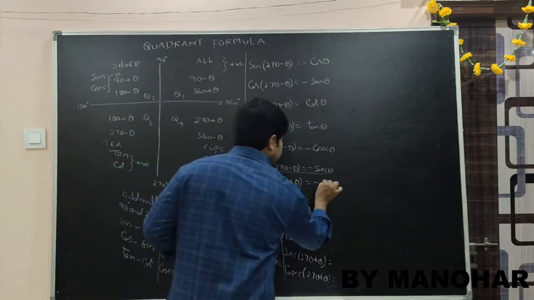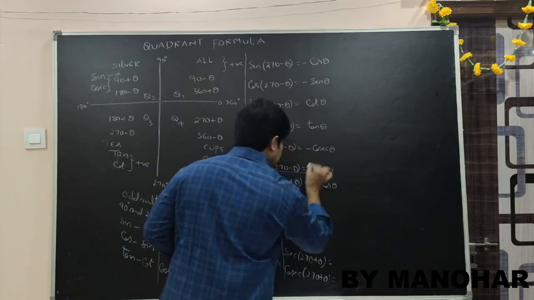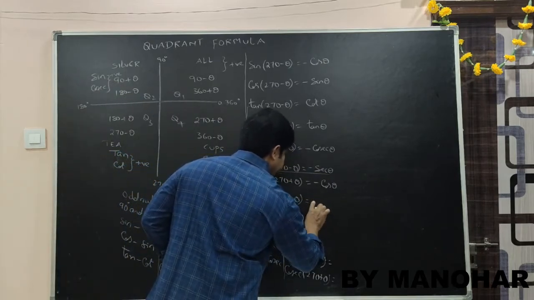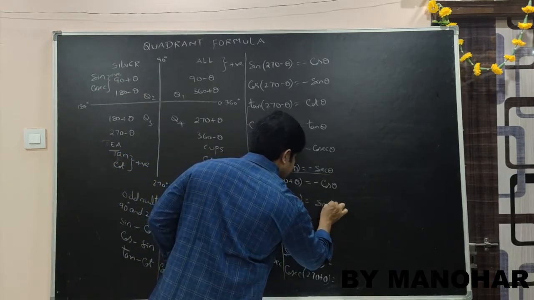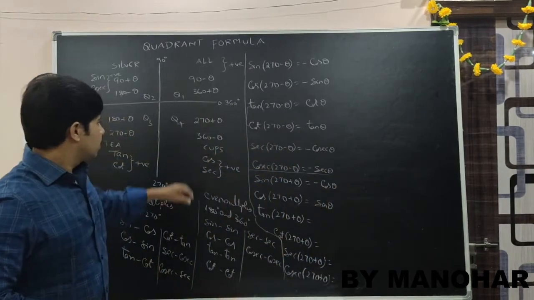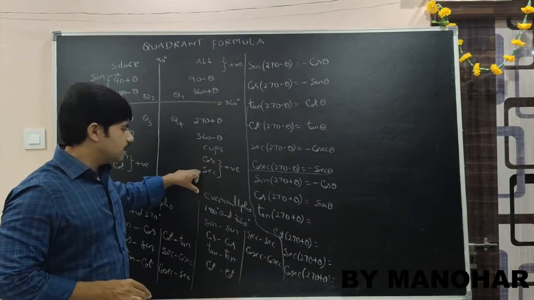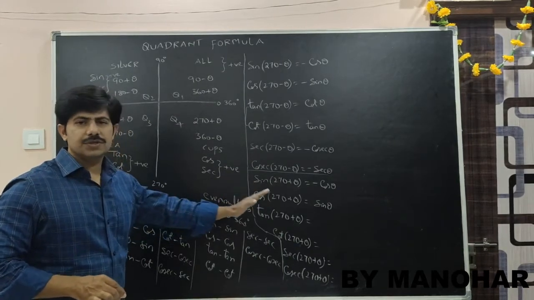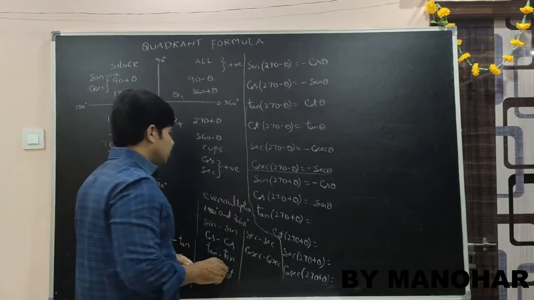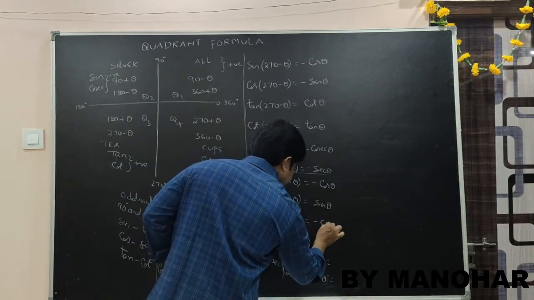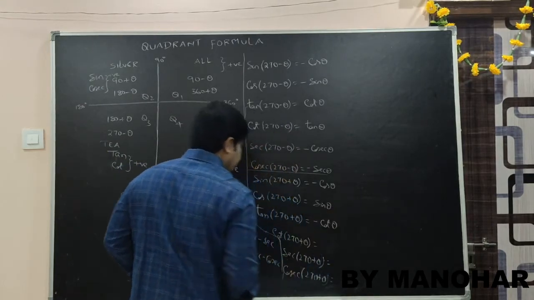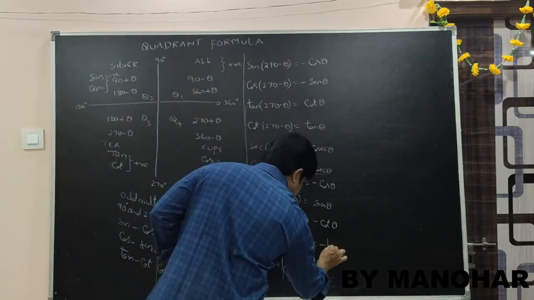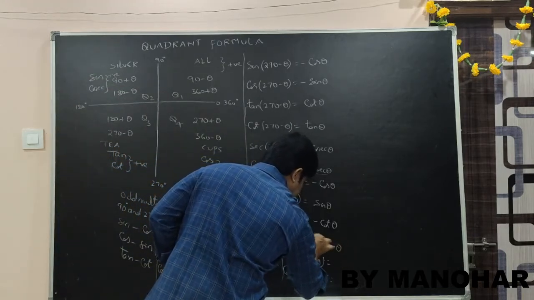So here I need to write minus cos theta, and cos of 270 plus theta will be sine theta, because 270 plus theta lies in the fourth quadrant. In the fourth quadrant, cos and secant are positive. So we just write, as it is an odd multiple, cos changes to sine. And what is tan of 270 plus theta? It is minus cot theta. And what is cot of 270 plus theta? Minus tan theta, because it is in the fourth quadrant.